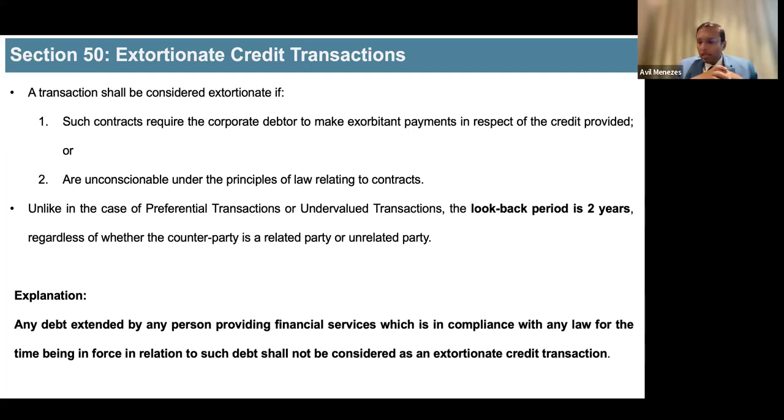So obviously this would be an extortionate credit transaction because no one takes money from a related party at 48%. In some of the contracts which you've seen, they say if you default, it is 1% per day. So all these are unconscionable, means no person in a proper sane mind is going to take such sort of credit from the market, which is not able to pay. 1% for every day of delay, no business can sustain that. So a transaction would be extortionate whether contracts require the corporate debtor to make exorbitant payment in respect of credit provided. And these are unconscionable under the principles of law relating to contracts.